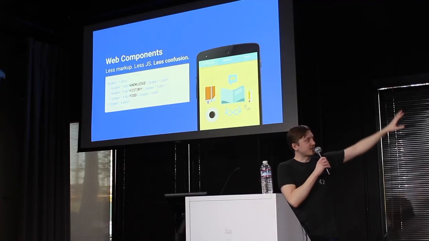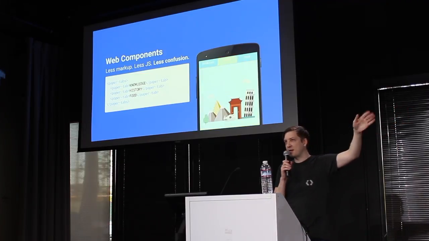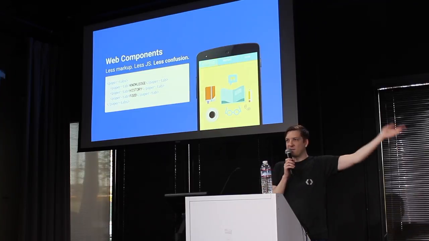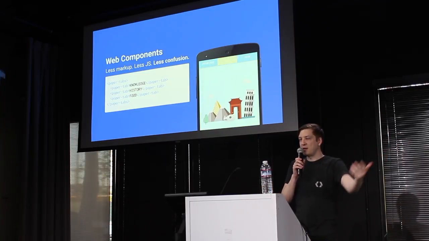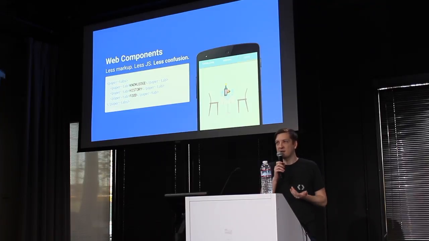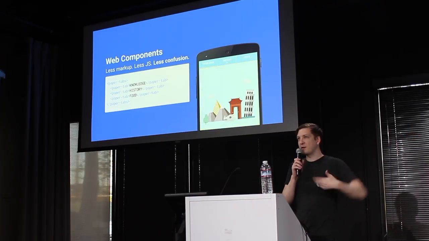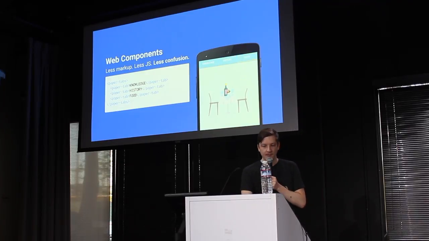So in this case, I've created this paper tabs element, and inside there are a few children, these individual paper tabs. And this element has its own look and feel, it has its own behavior, and anyone who can read and understand HTML should very quickly and easily be able to grok what this element is doing and how they can use it in their own application.